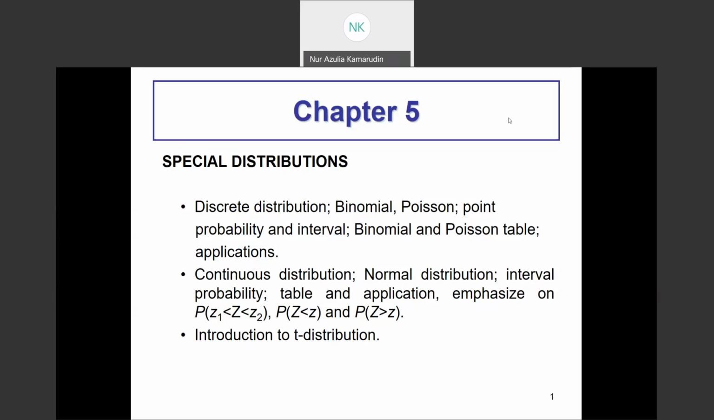Okay, hi everyone. We're going to start our chapter 5 here, part of chapter 5, and it's about special distributions. Now you have done discrete random variables, okay? You still remember you did your discrete random variables in chapter 4, and you also have another type of random variables that is continuous random variables.